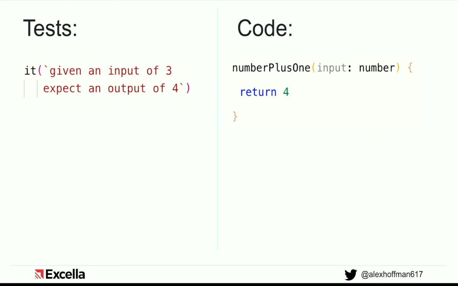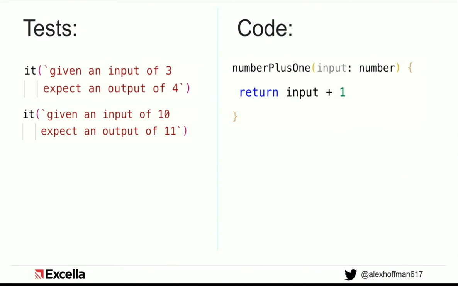Time to write a second test. Maybe this time we write, given an input of 10, expect an output of 11. Now we go back and we refactor our code. Return input plus one. So we run our tests again, green, they're passing. However, now we've reached a point where we can't think of any more tests that will fail our code but meet our acceptance criteria, so there's our red-green refactor.